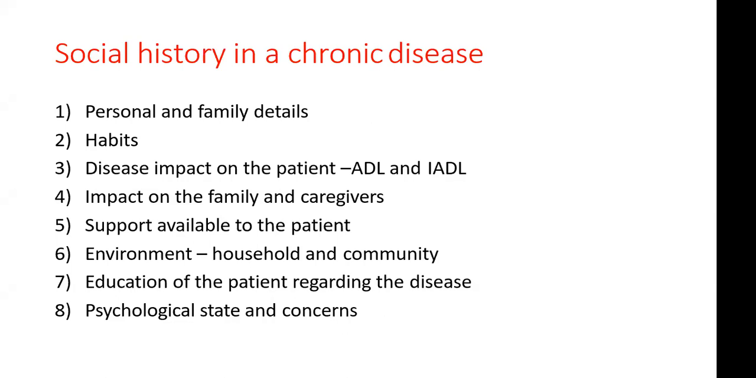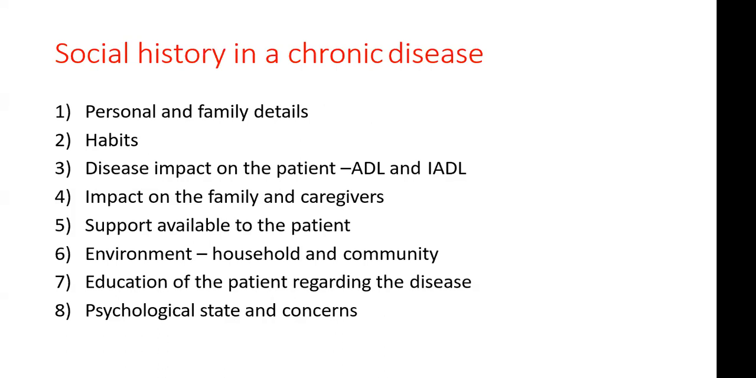Then move on to the support available to the patient. What sort of help is available? Is there family support? Is there extended family support? Is there help from the government or non-governmental organizations? That sort of information should also be taken. Again, these are more relevant in cases like neurology and chronic kidney disease, right? Give a good description of the environment, the household environment and the community environment. Again, this is especially important in neurological and rheumatological diseases. Very, very important, right?